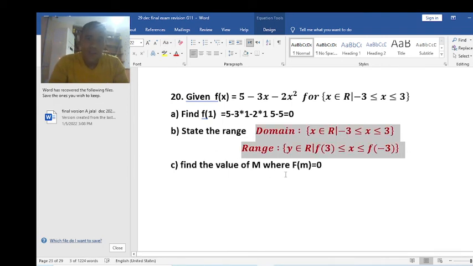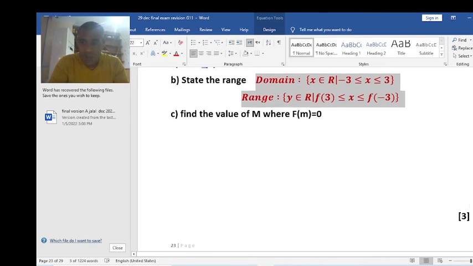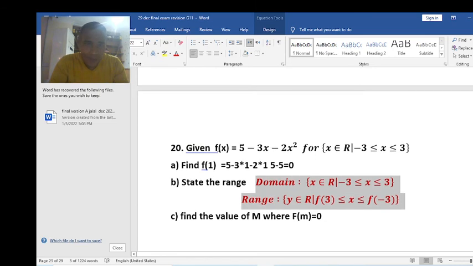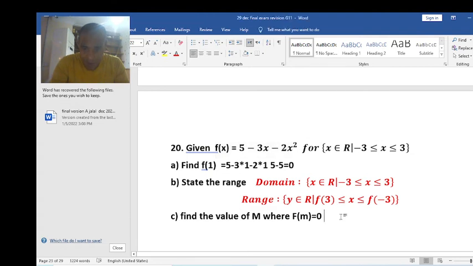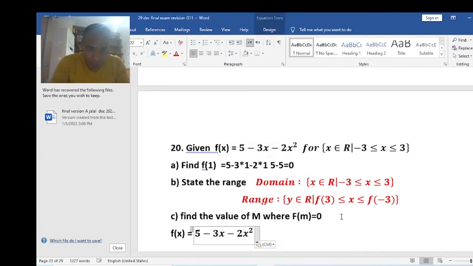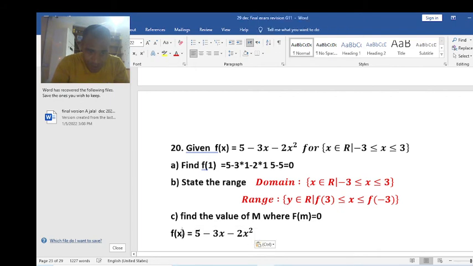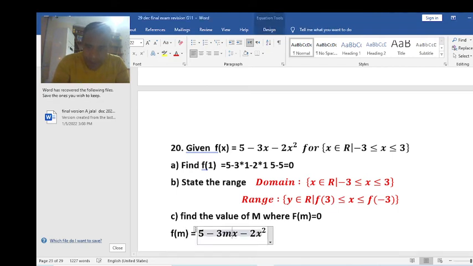Now find the value of m such that f of m equals 0. I will use my function. This is f of m, like that. I will put it here. So I will make f of m, I'll just substitute x by m. Equal to 5 minus 3m minus 2m squared equal to 0. Just you will solve this quadratic equation.